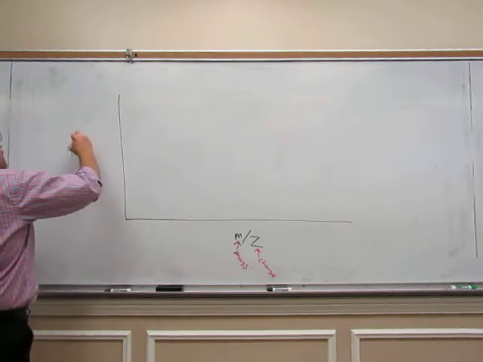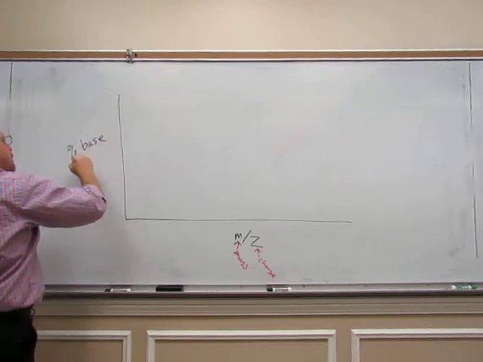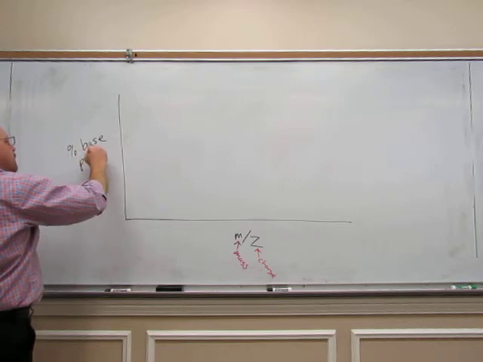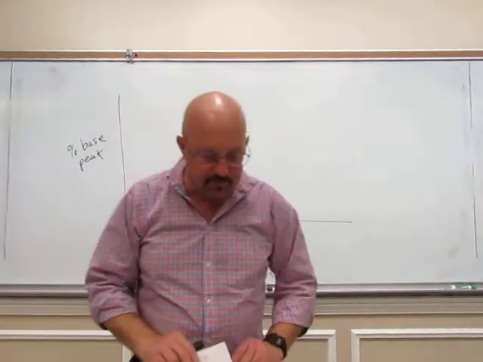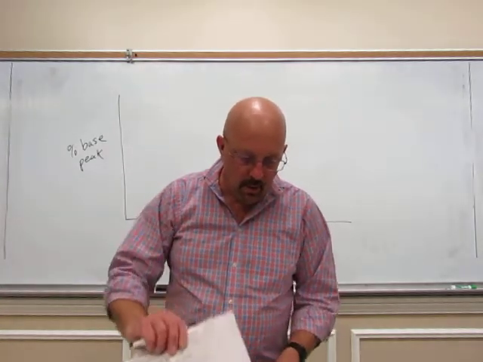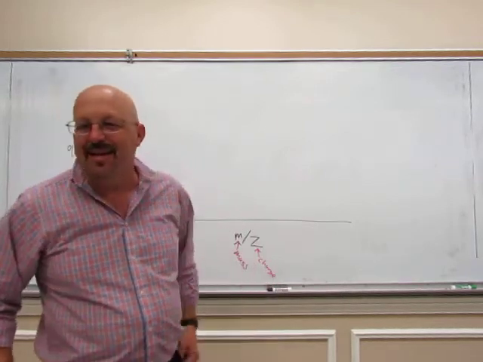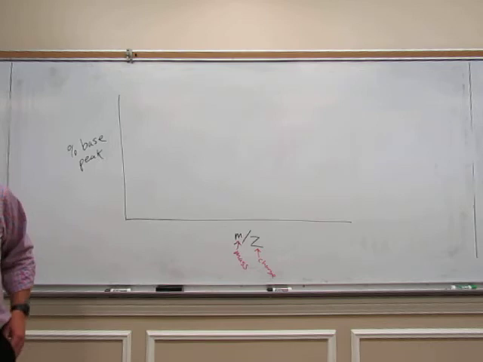On the y-axis is percent base peak. Now it may be listed as relative intensity as well. I looked at some of the spectra, and they called it relative intensity. But essentially, it's the percentage of the base peak. The base peak is just the biggest peak in the spectrum.